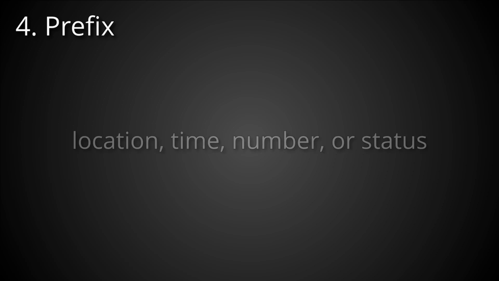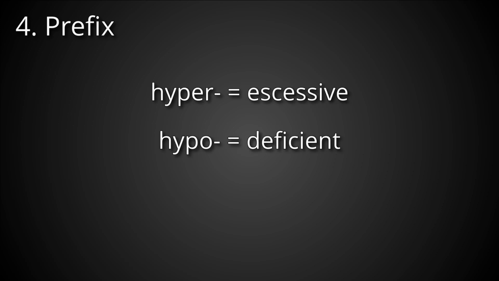Lastly, or firstly I suppose, are prefixes. They come at the beginning of the word and they typically, but not always, indicate location, time, number, or status, and they have a hyphen at the end. For example, hyper means excessive, hypo means deficient, and anti means against. Combining these word parts together crafts a word.